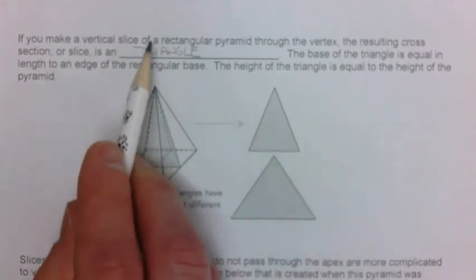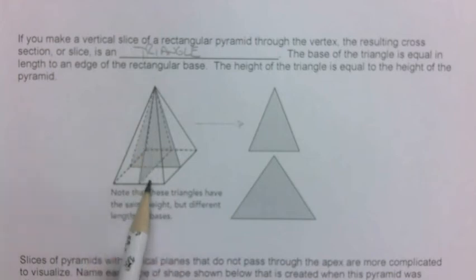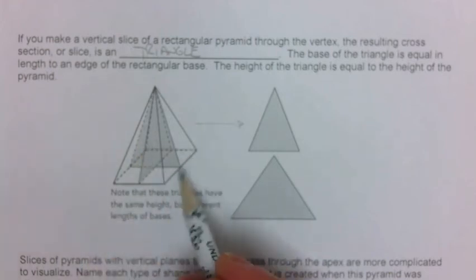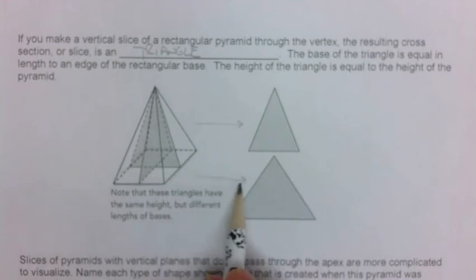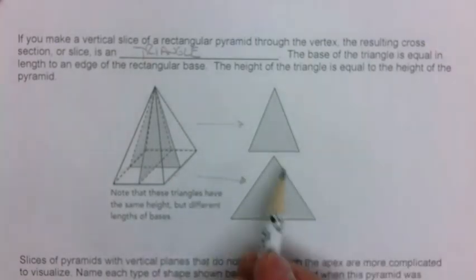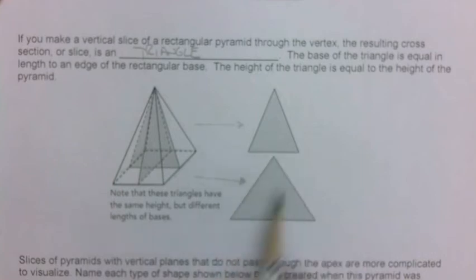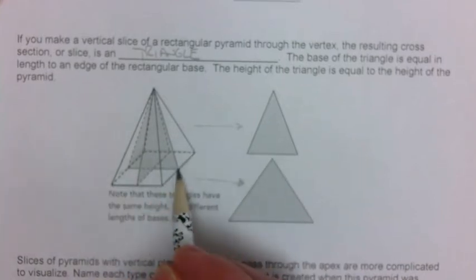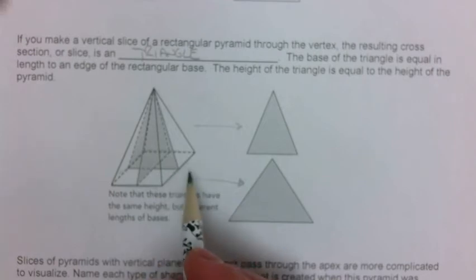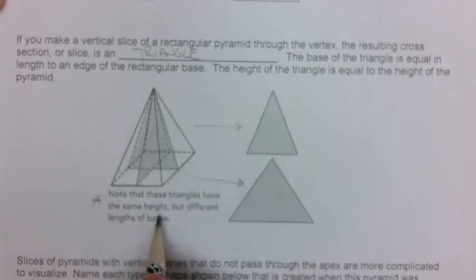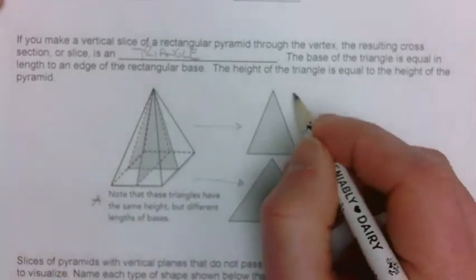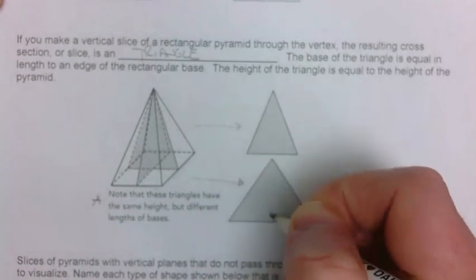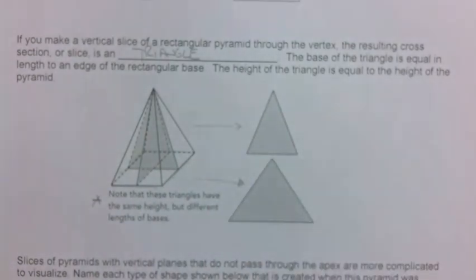Okay, but if I slice straight down through the apex to the base, this time parallel to the right and left sides, I'm going to get this triangle right here. Notice that these 2 triangles have different base lengths. This length is shorter than this length because this is shorter than this on my pyramid. All right. Also, notice that the triangles have the same height. The height here is the same as the height here because the pyramid is the same height.